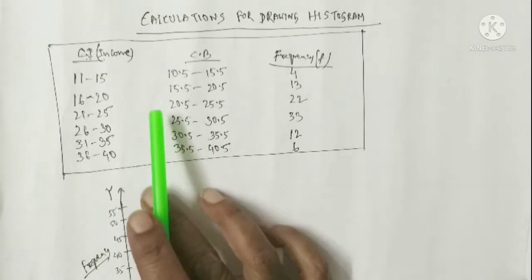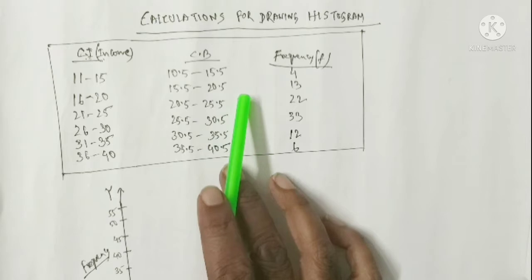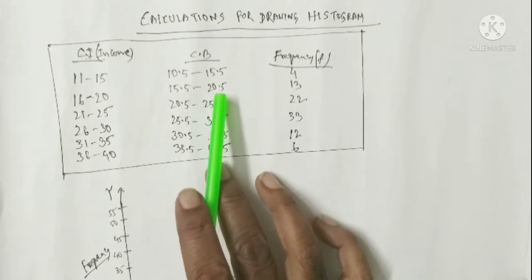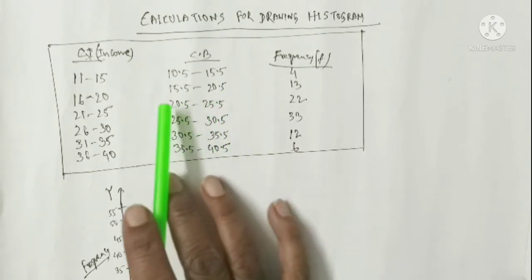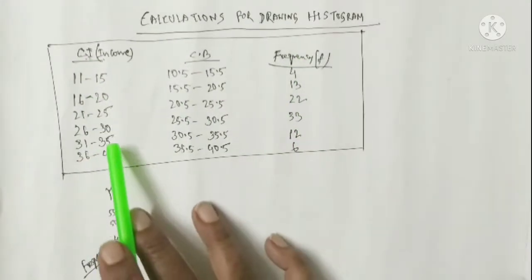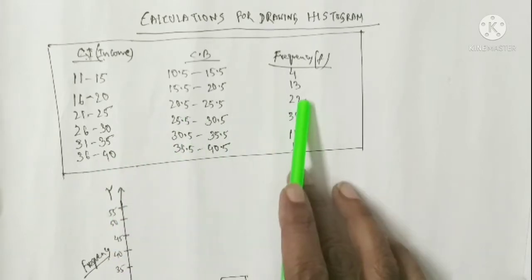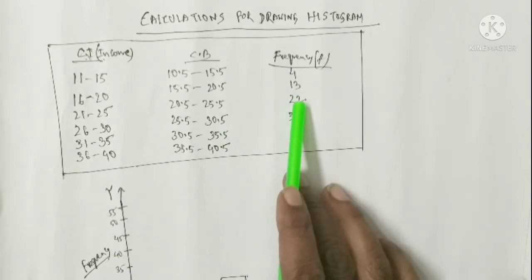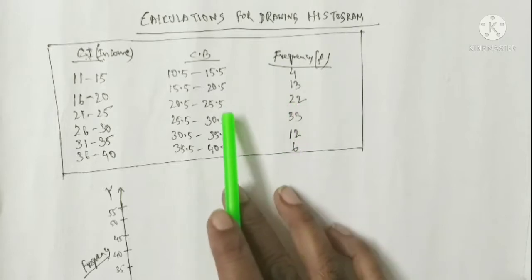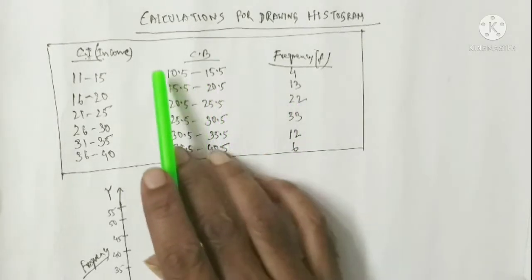With the help of the table, we can draw a histogram. For a histogram, the table consists of class interval and frequency only. This is a simple grouped frequency distribution. But for a histogram, we need class boundaries. How can class boundaries be formed?